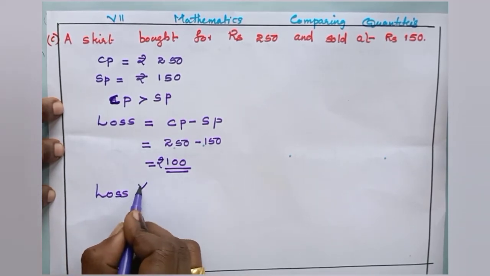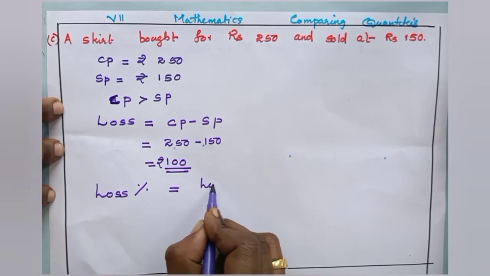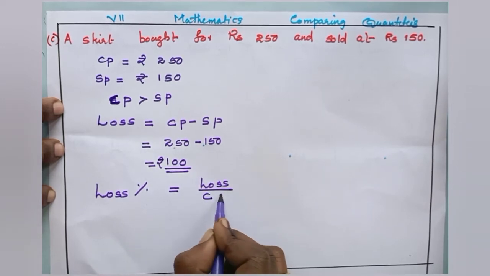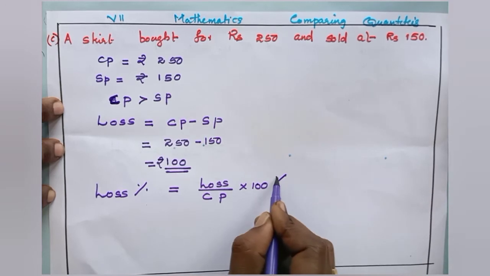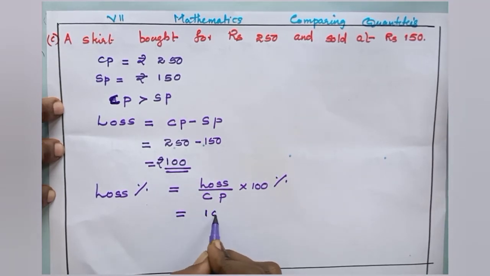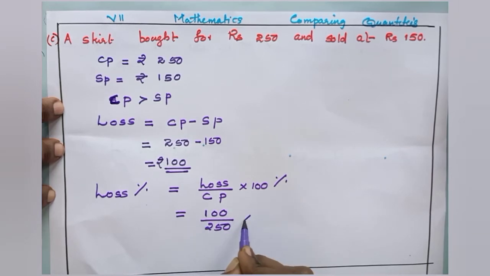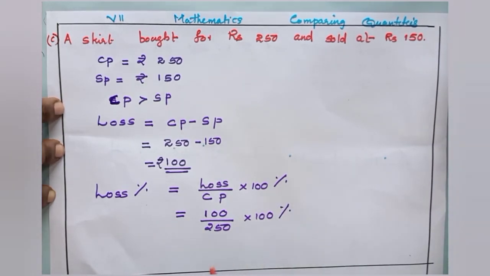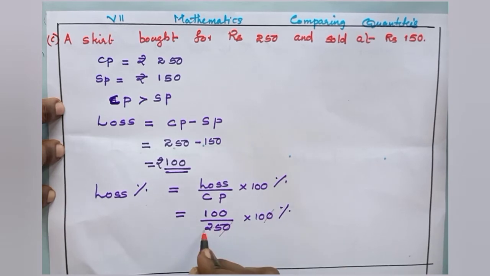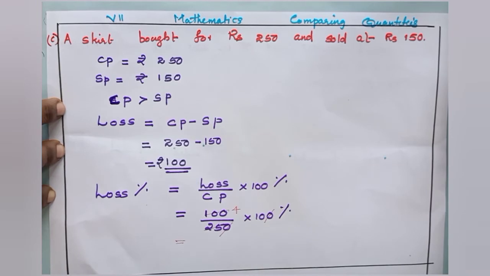Now find the loss percentage. Loss percentage equals loss by cost price into 100%. So loss is 100 by cost price 250 into 100%. We can cancel 0 and 0. 25 we know goes 4 times in 100. So 4 into 10 equals 40% loss.